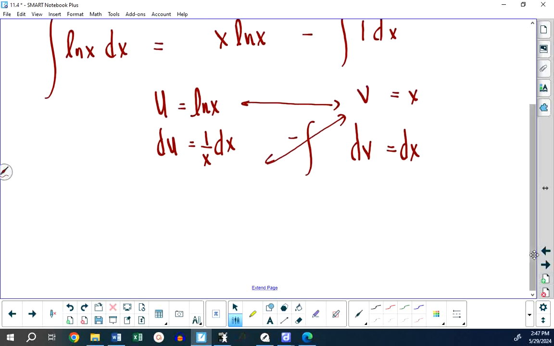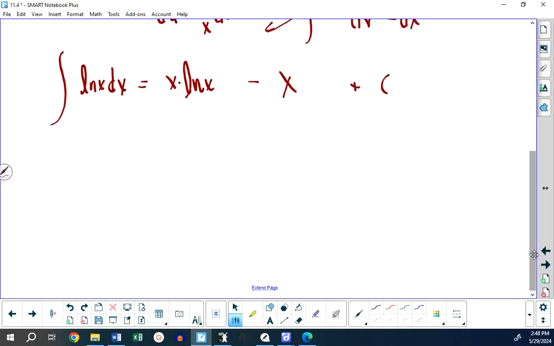So what is the integral of ln x dx? It is x ln x minus x. The antiderivative of 1 is x. You can confirm that the derivative of this product is 1 times ln x plus x times 1 over x. Minus the derivative of x, which is 1, so you end up with ln x.